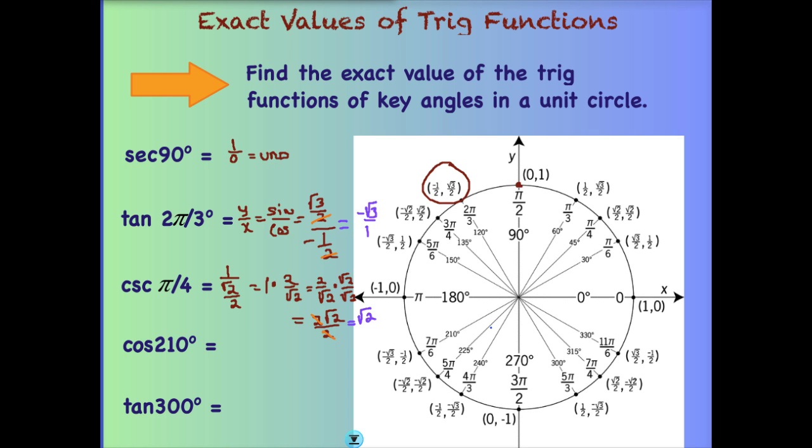Let's move on to cosine of 210. If I move around the circle and I find 210 degrees, all I have to do is pull off the x-coordinate to find the cosine. Notice though it's negative, negative root 3 over 2. And finally, let's go ahead and look at the tangent of 300 degrees. The tangent of 300 degrees is going to be here. And remember that the tangent is y over x. So again, we have negative root 3 over 2 divided by 1/2. Our 2's can cancel, and our final answer is negative root 3.